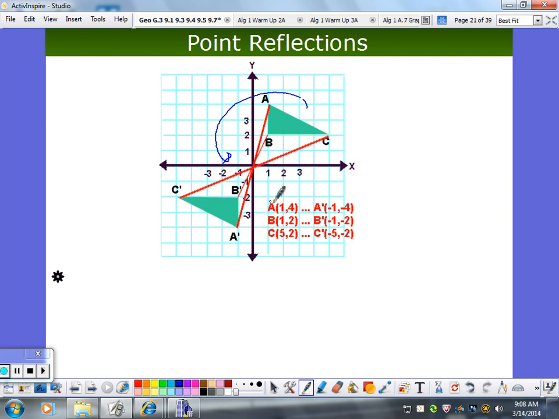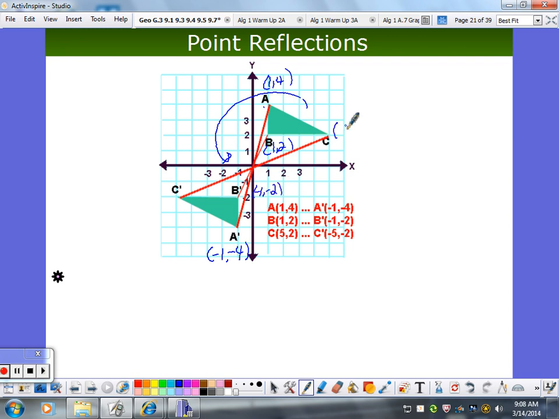So, I'm just looking at my mapping here to see if I can come up with a rule. This one, A is (1, 4), and A prime is (-1, -4). B, that one's (1, 2). When I do all the work here, B prime becomes (-1, -2).